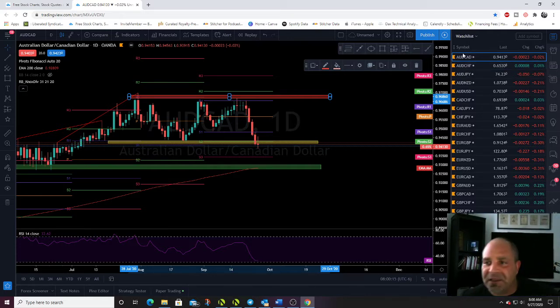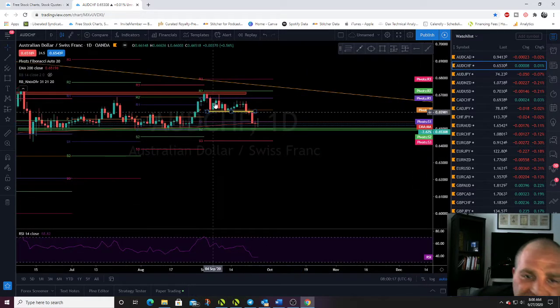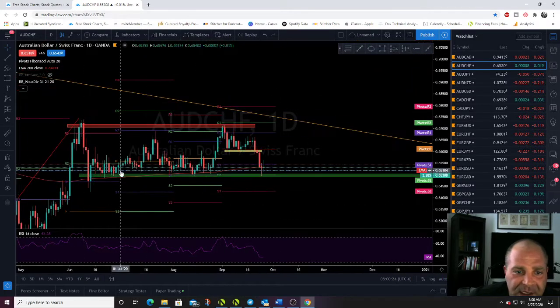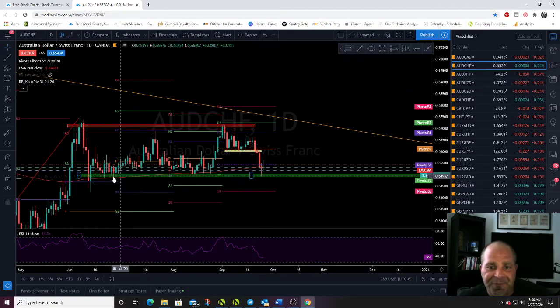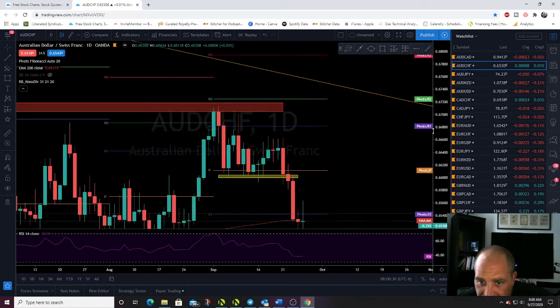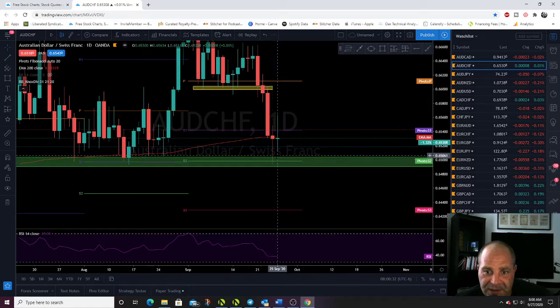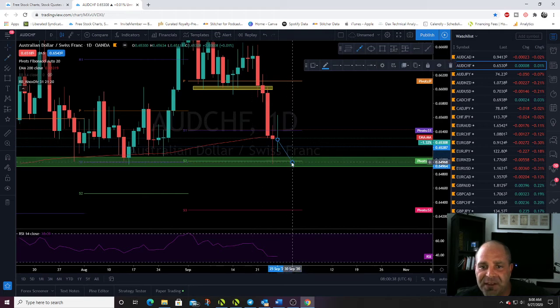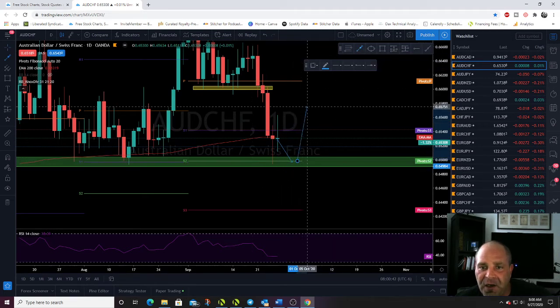Kids. All right, let's jump on over to Australian dollar, Swiss franc, and see what we got. So, we have bounced off this support zone here on the daily. You can see we definitely rejected off this support. So I'm going to be looking for a possible retest of this area. And then I want to get long.